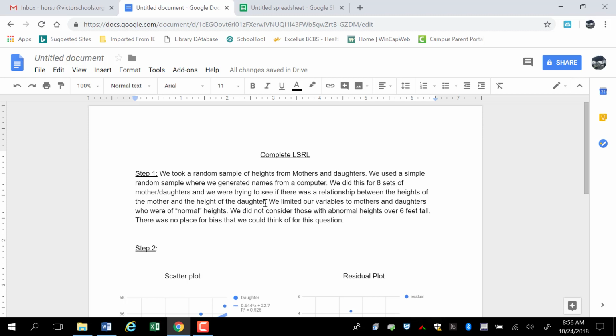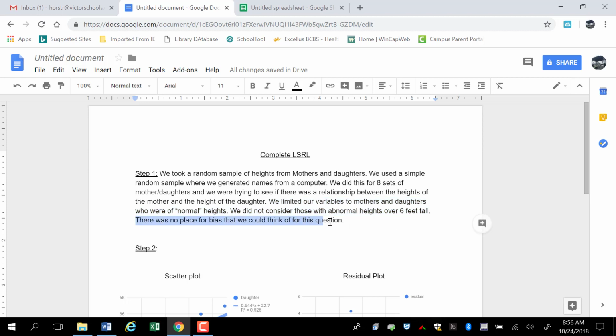So notice I talked about how I got the random sample, as well as the heights and what I was trying to prove, which is that there's a relationship between the mother's height and the daughter's height. I also talk here about how we limit our variables to mother and daughter with normal heights, not over 6 feet tall. So I'm including here what variables I would consider. Now, again, if you want to say 6'2" is abnormal or not, whatever, this is just an example problem, but we're limiting it to what I would call typical heights. I'm not going to walk around trying to find a mother-daughter pair that are 7 feet tall. I'm just looking at normal heights, normal conditions.